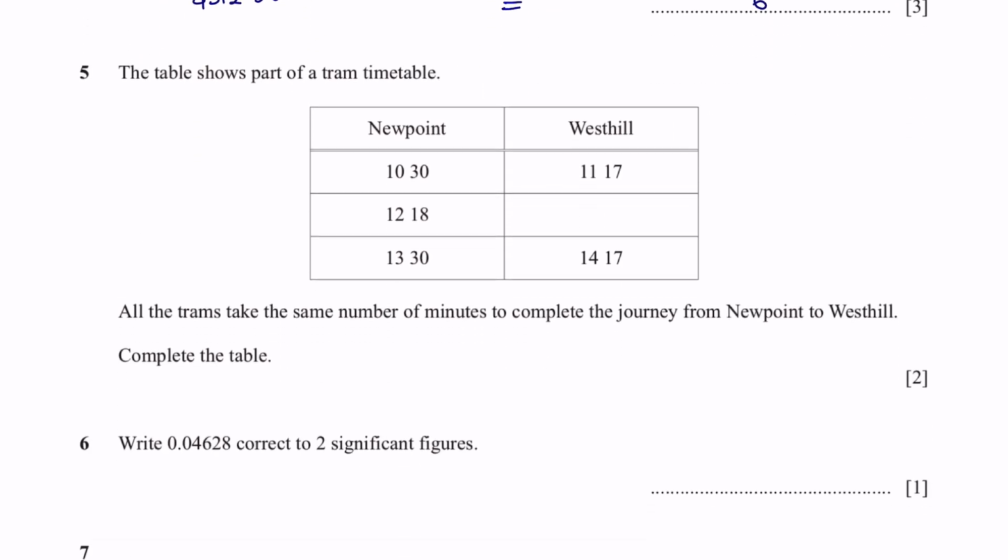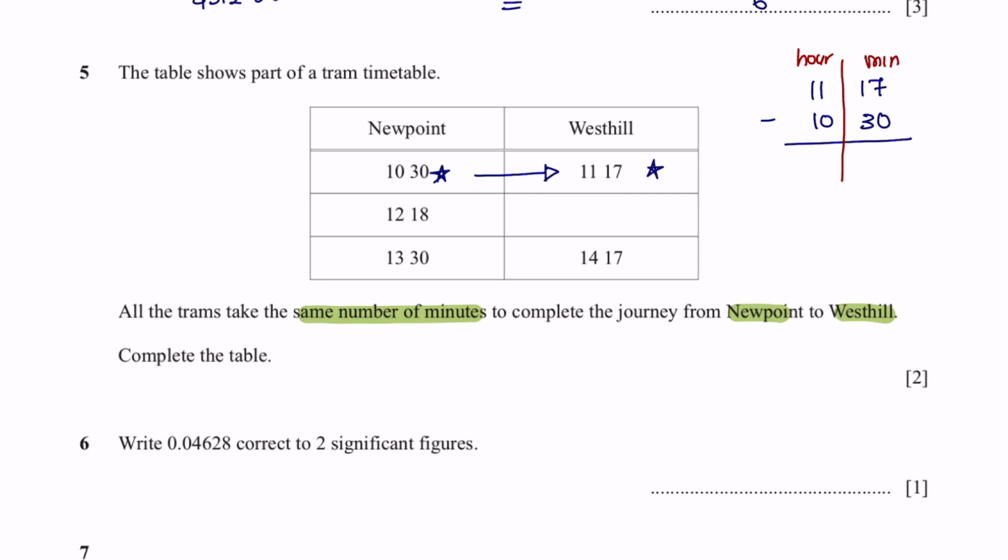Next, question 5. The table shows part of a tram timetable. All the trams take the same number of minutes to complete the journey from New Point to West Hill. Complete the table. So it leaves New Point at 10:30 and arrive at West Hill. To find the amount of time taken, we'll find the difference. So 11:17 take away 10:30. This here is for the hours and this is for the minutes.